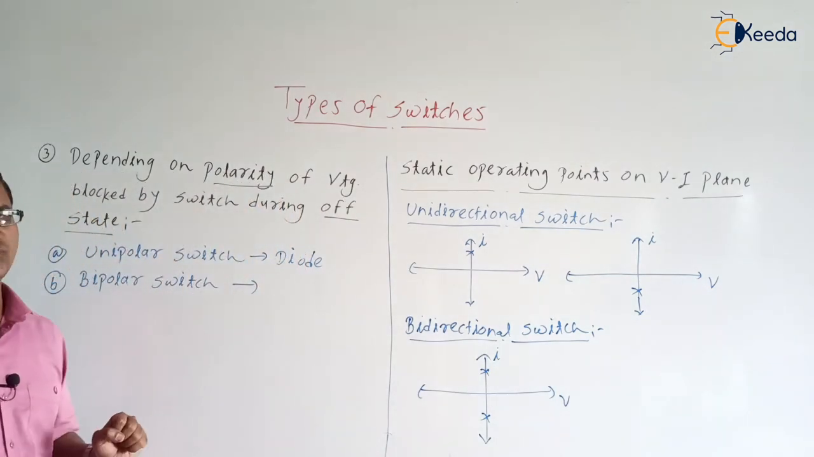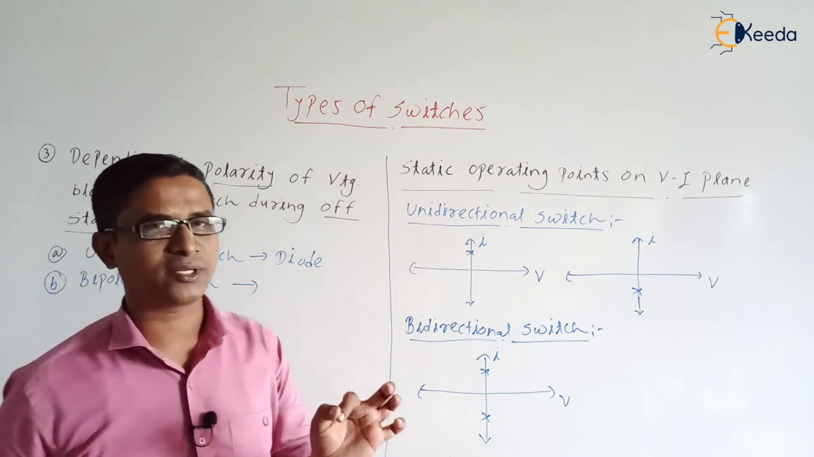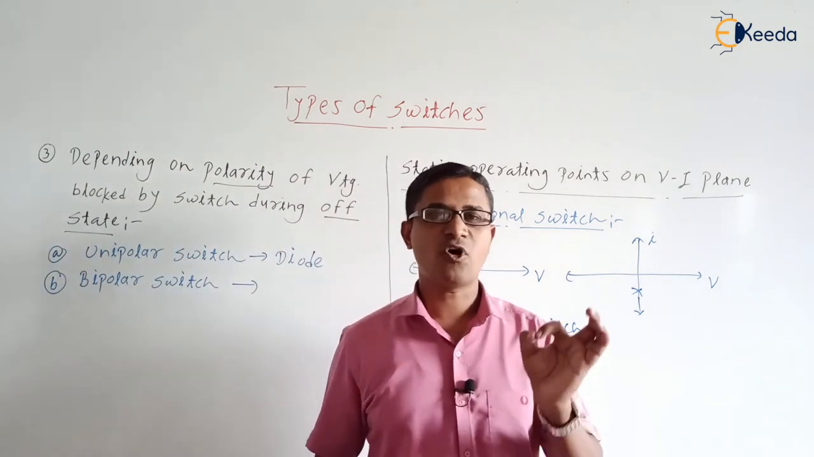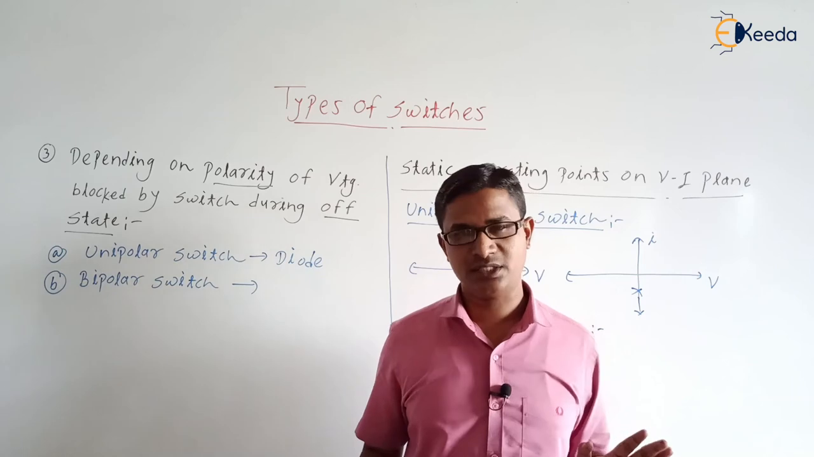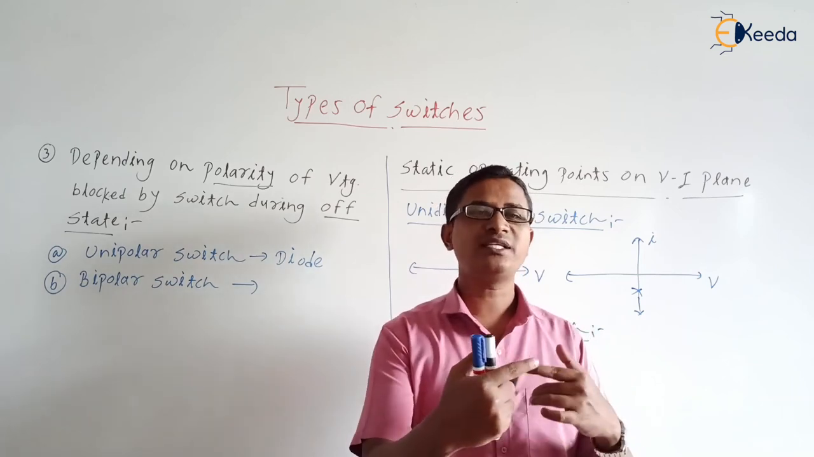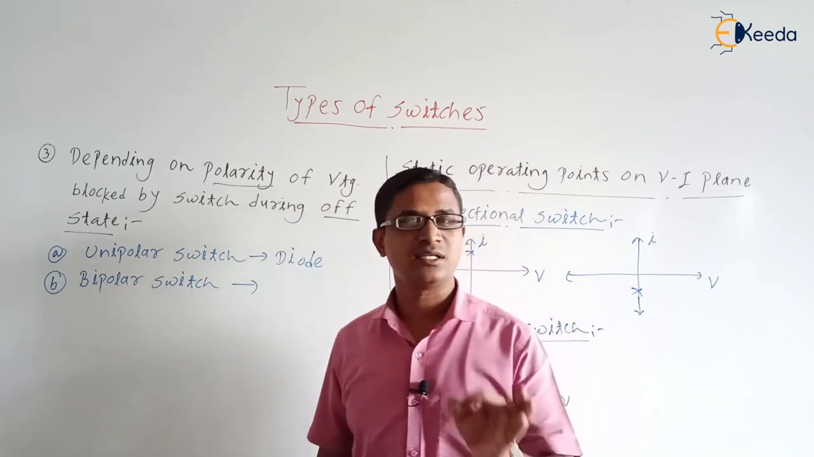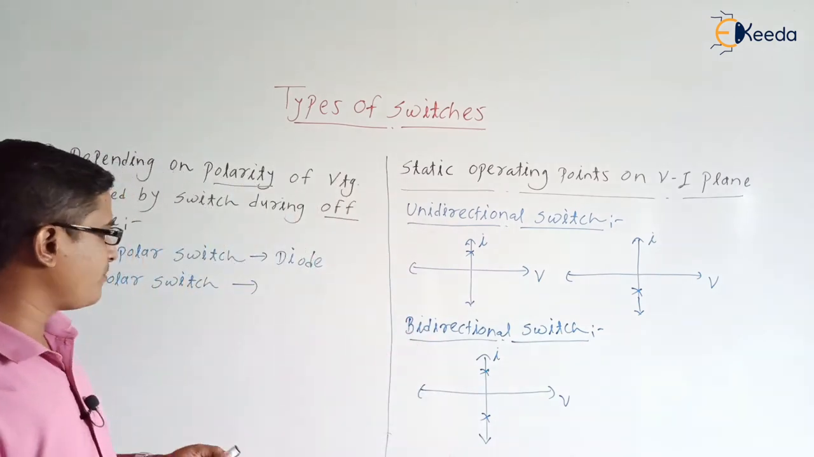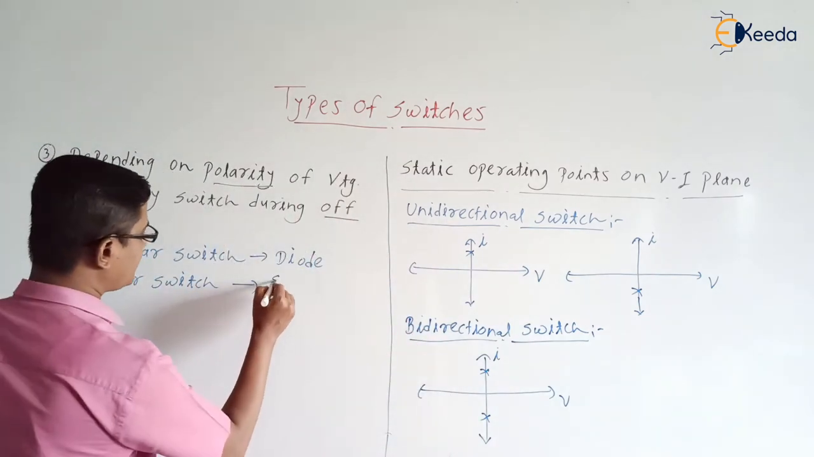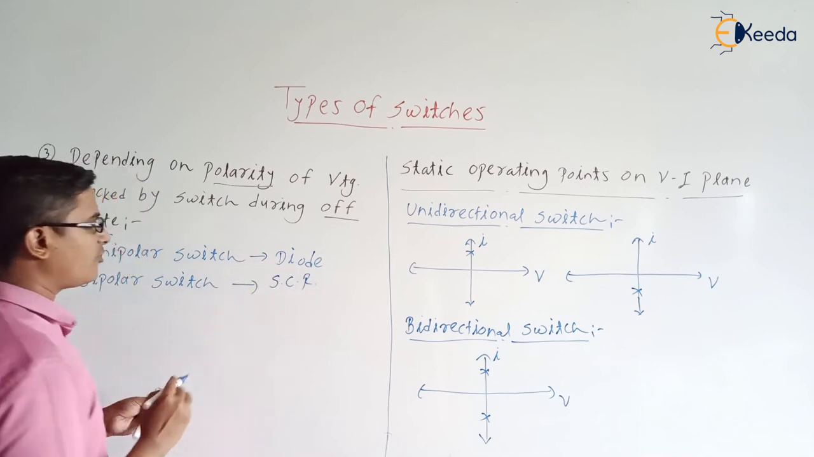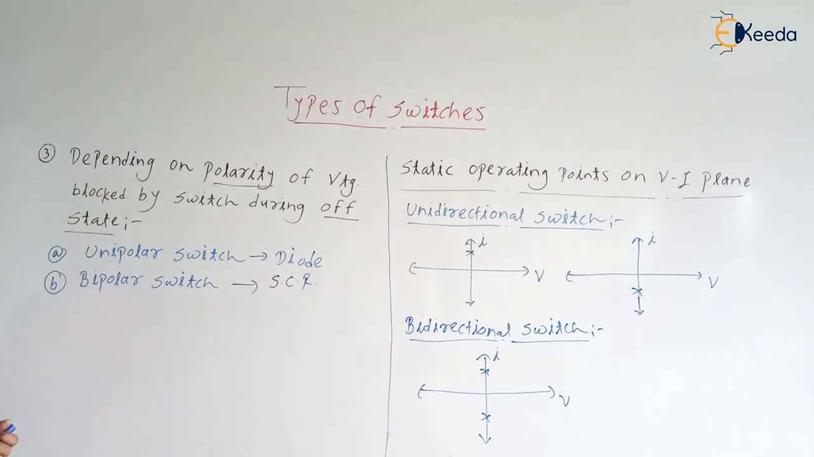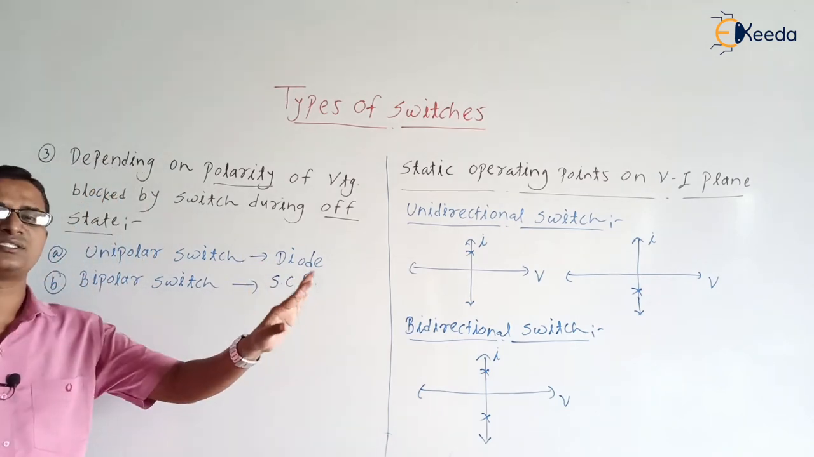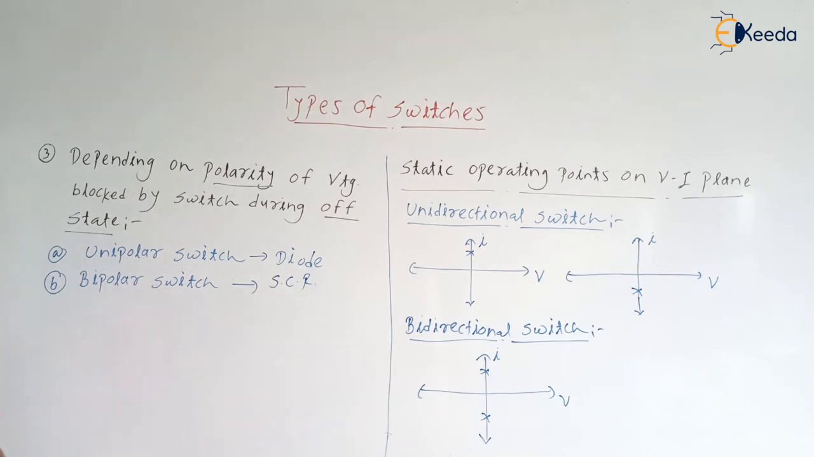Next one is the bipolar switch. A switch is said to be bipolar if it blocks forward as well as reverse voltage during its off state. One example of a bipolar switch is the SCR. Now we are going to discuss in detail what the SCR is and what its characteristics are. At that time you will understand why it is a bipolar switch. But before that, let us discuss static operating points.